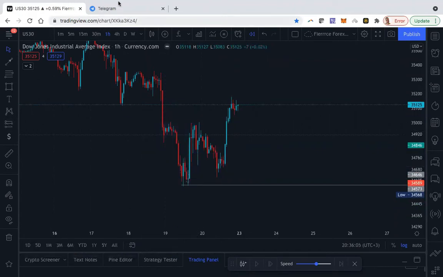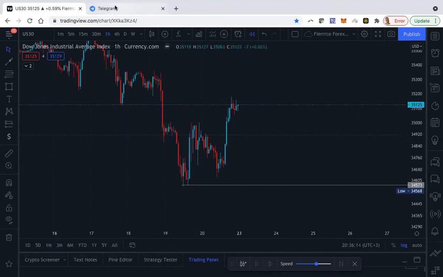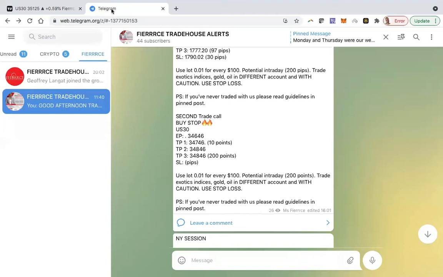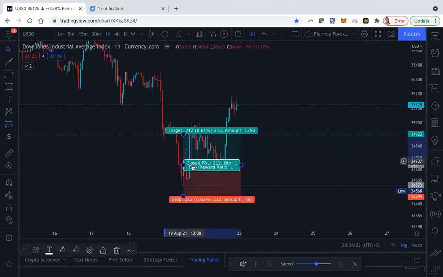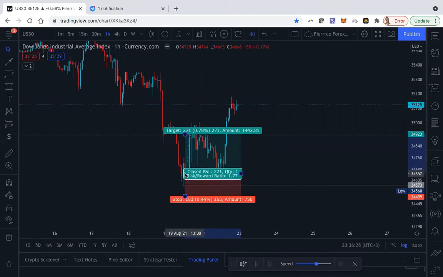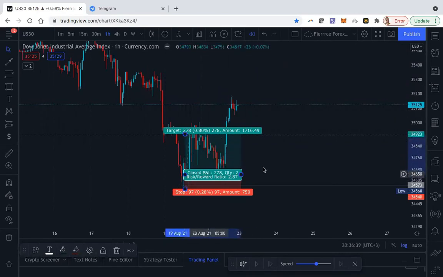Sorry, guys. Was it a sell stop or a buy stop? It was a buy stop. Buy stop 34,646. I'm just going to try and put it where it was. So 646, 645. And then I kind of forgot to put the stop loss. So 34,646, and we called it at about 10, right?